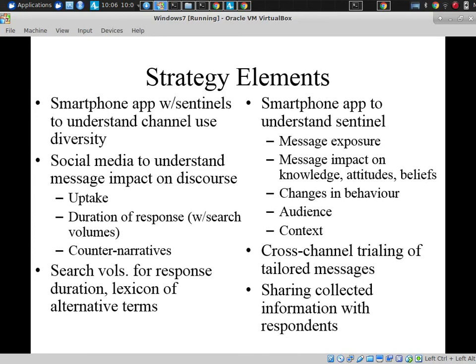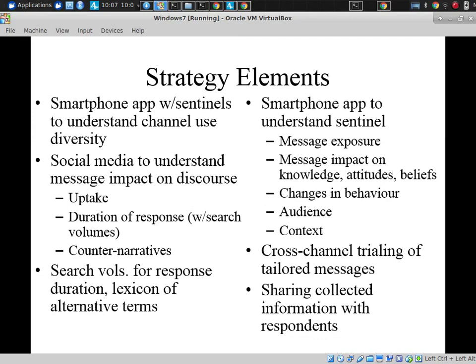So the cross-channel approach that I'd like to advance in this area is one that doesn't look to any one of these strategies, to search behavior, to social media, to smartphones, as an end in and of itself. Rather, it weaves together multiple components of these into a cohesive strategy. This strategy includes using smartphone apps with Sentinels to understand the diversity of channel use out there. What are people actually accessing for their online channels? Are they relying heavily on, for example, Instagram for a lot of their social media?